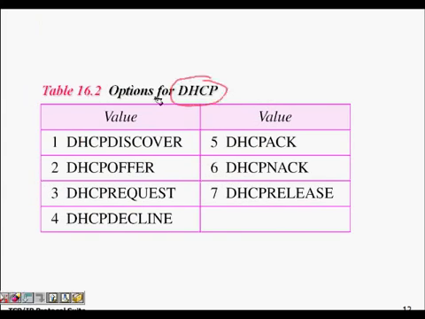DHCP discover is the first one. What happens is a computer sends a broadcast message. So I just turn up, I don't know any IP address whatsoever, so I will broadcast, hey, all of you, I'm sending a request, please assign me some IP address. All of the people will hear, but only the person who knows how to assign an IP address, that will be your DHCP server.